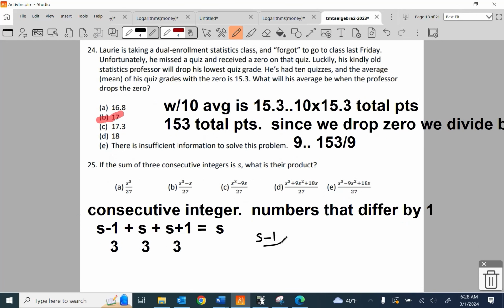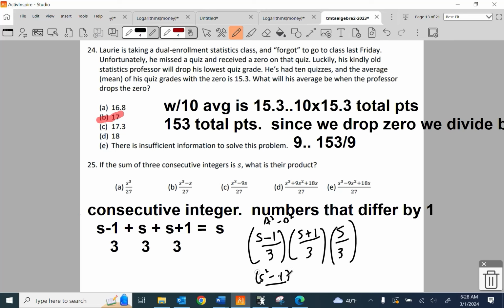It's s minus 1 over 3. I'm going to put this guy right next to it. S plus 1 over 3, and then s over 3. And if you do this, you probably recognize this as the a squared minus b squared pattern. You should. But that's s squared minus 1. And we still have an s. And 3 times 3 times 3 is 27. So s squared minus s over 27.